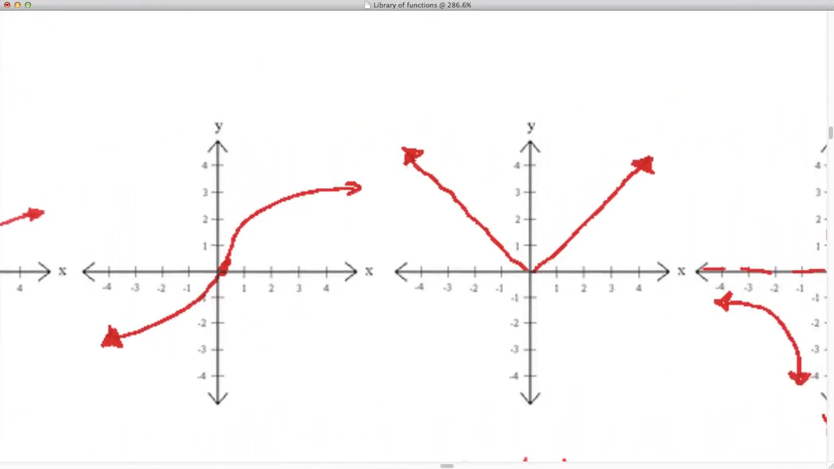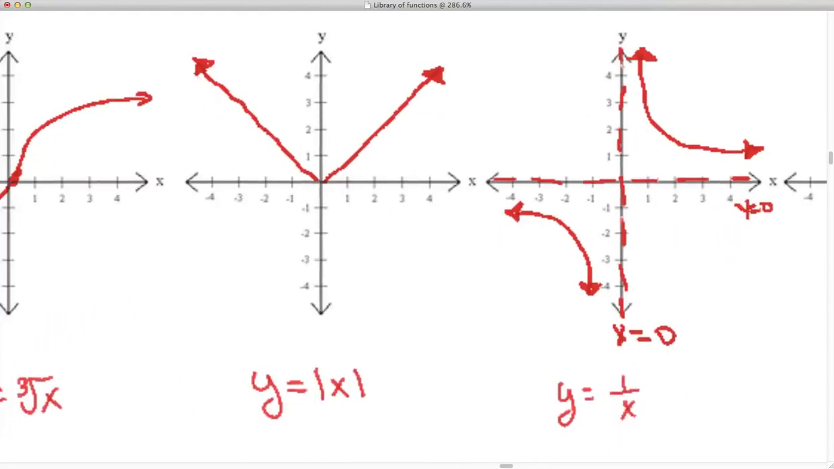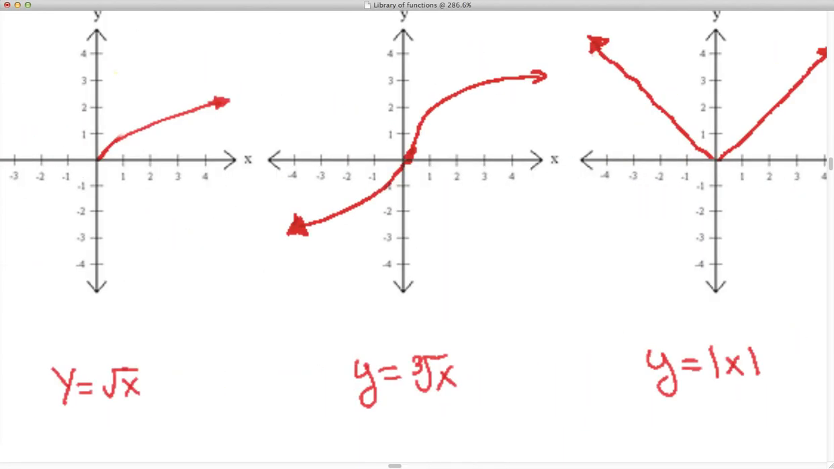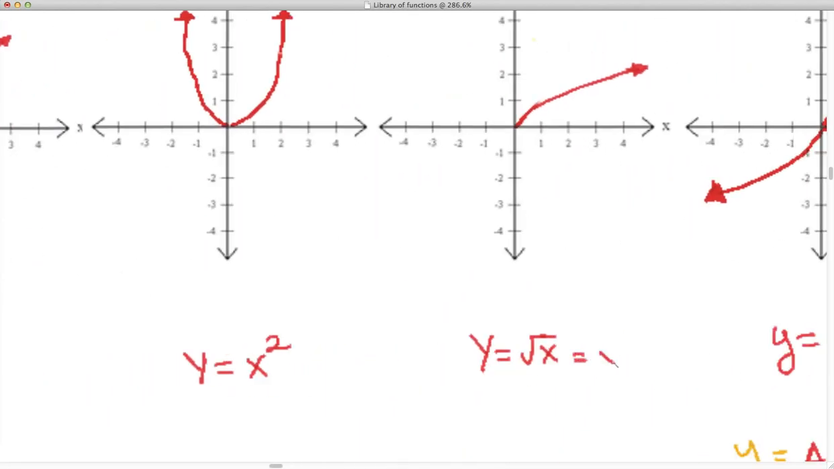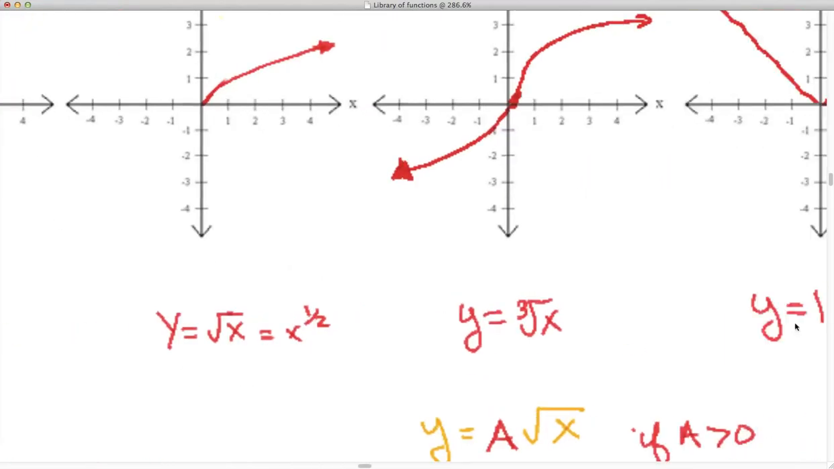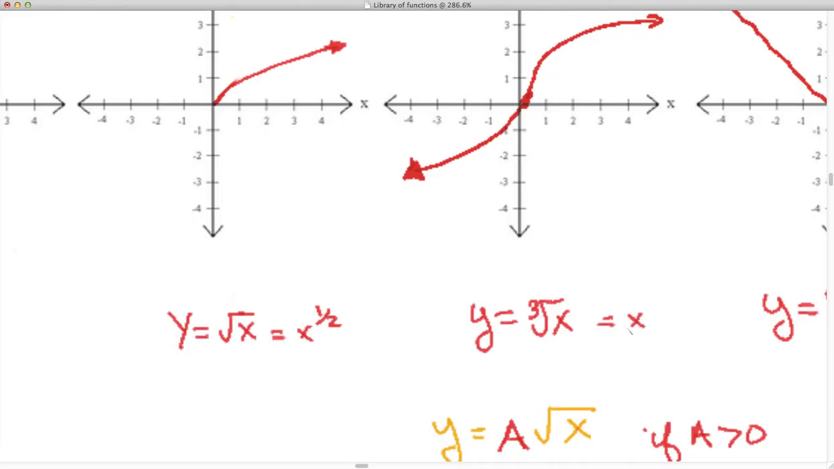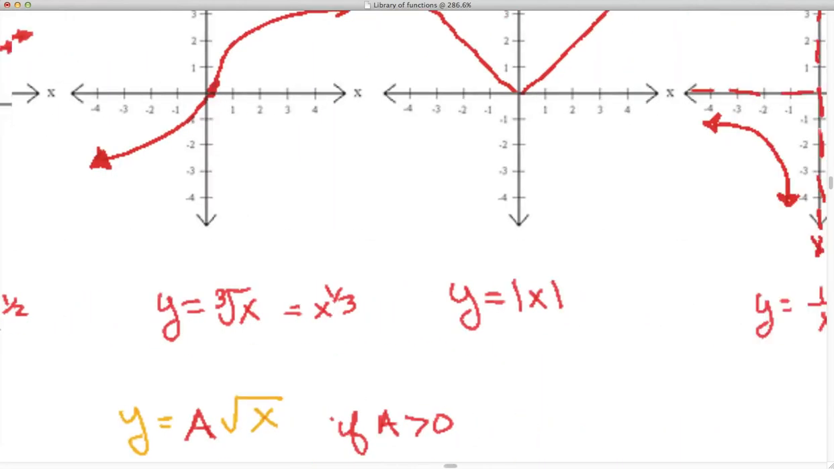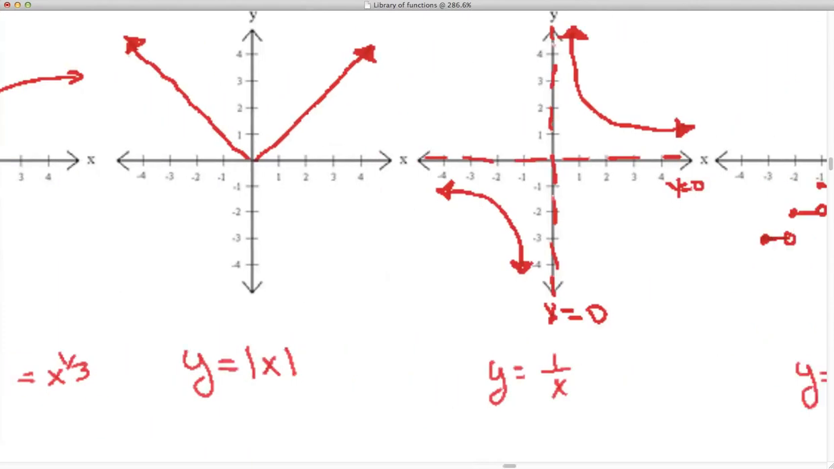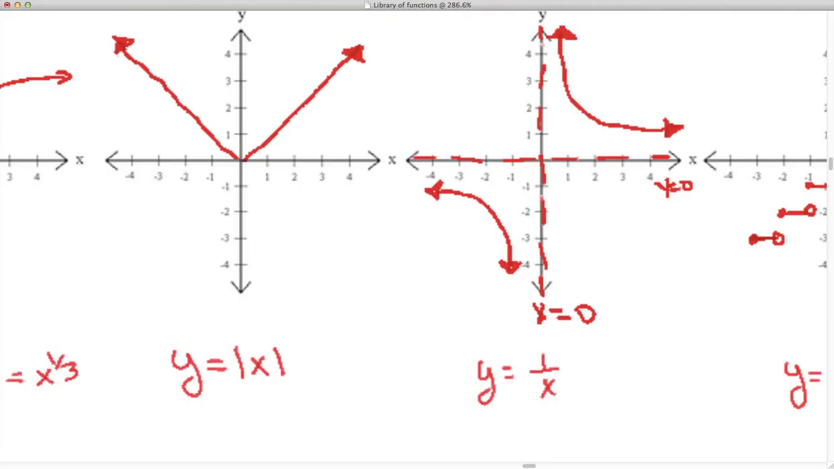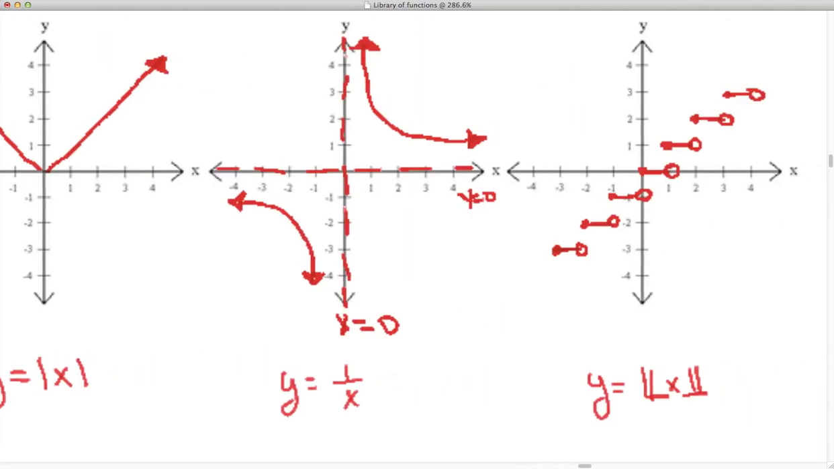Okay. Then we have 1 over x. Right, these are all functions you're going to need to memorize. That's also x to the 1/2, x to the 1/3. Absolute value of x. 1 over x. And this one's the greatest integer function.